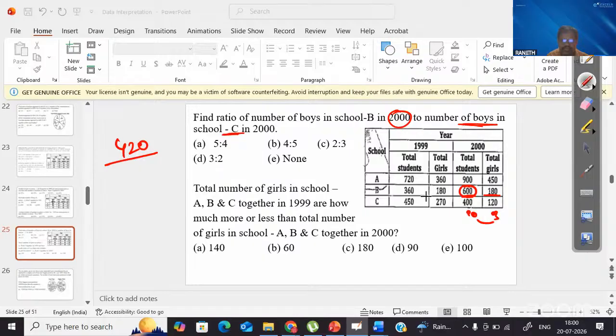If I subtract 7, 280. So these two are multiplication of the 14 table. 14 threes are, 14 twos are. So the answer will be equal to 3 is to 2.